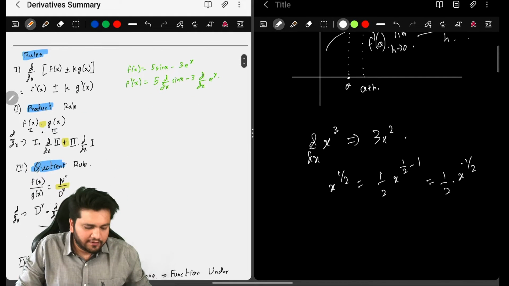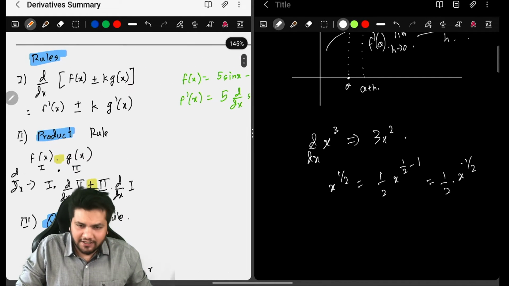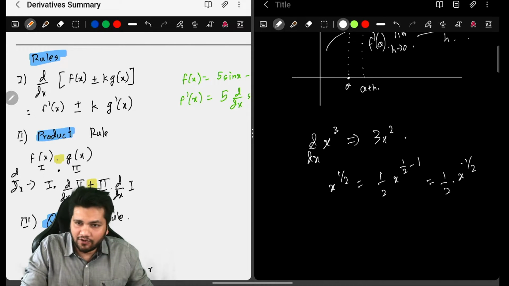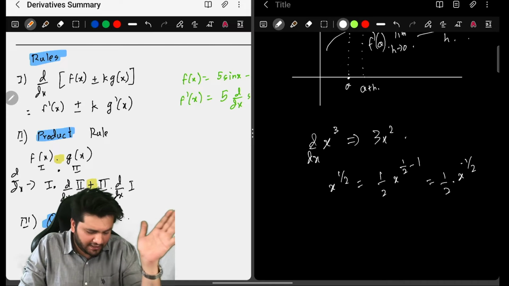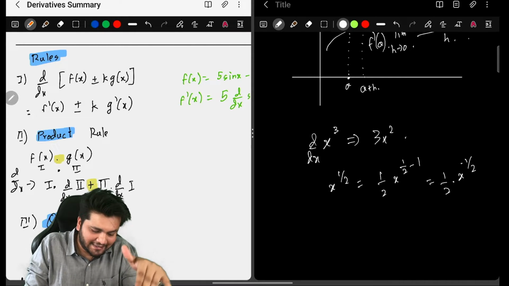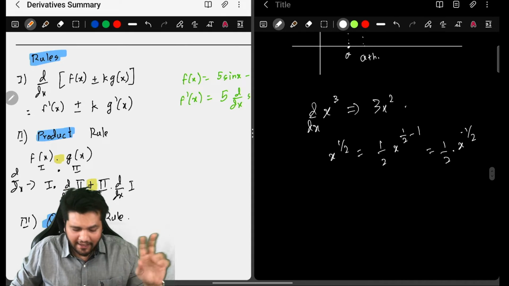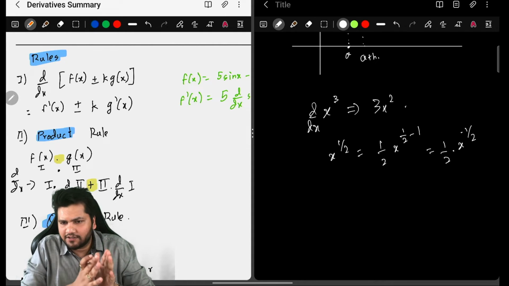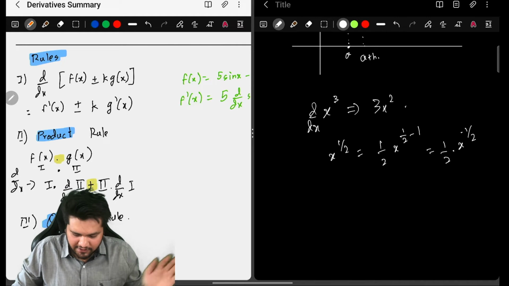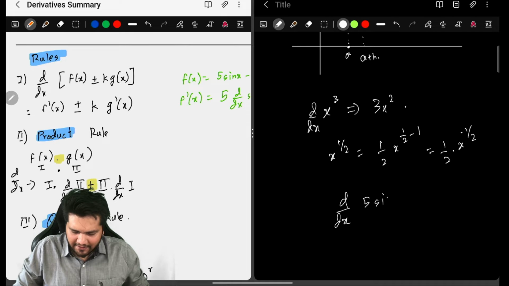There are some rules of derivatives. The first one is the general rule. If there are two functions, f of x plus or minus k times g of x, where k is a constant, then we can separate it at the plus or minus. That's going to be f dash of x plus or minus k times g dash of x. That means I am combining two properties. One is that you can distribute the derivative over plus or minus. The second is that you can take the constant outside. For example, if I want to find the derivative of 5 sin x, I can take this 5 outside, and it's going to be 5 times the derivative of sin x.